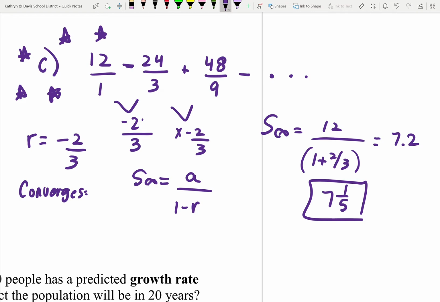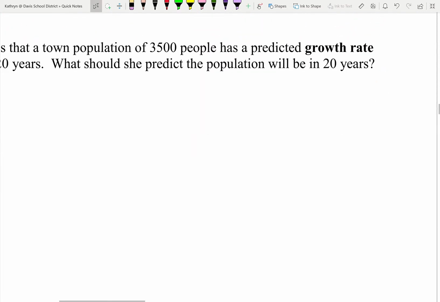Okay? Yes, honey? What do you do if it's... Just a sec, sorry. Guys, will you be quiet, please? Okay, go ahead. What do you do if it doesn't go into a fraction? Sometimes it doesn't. Then just leave it as a decimal, and I would say approximately. Okay? All right.